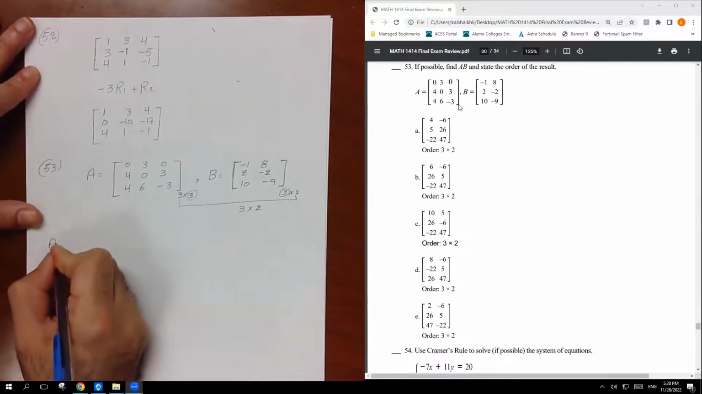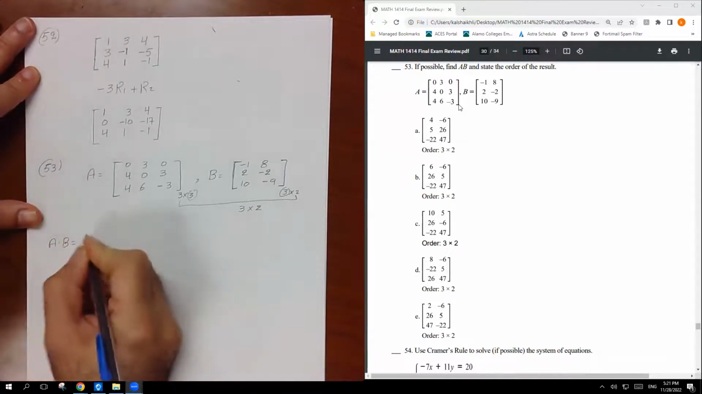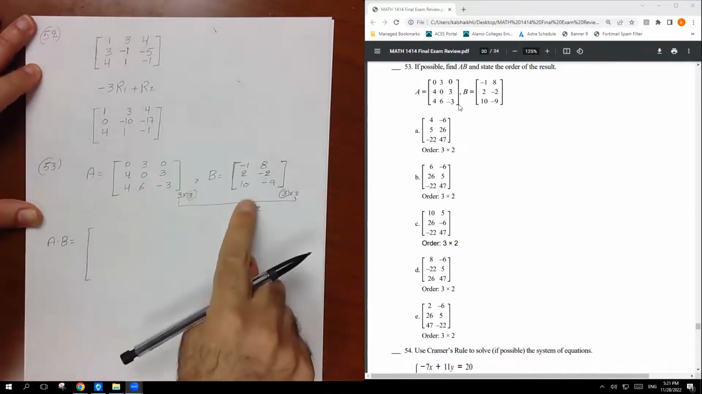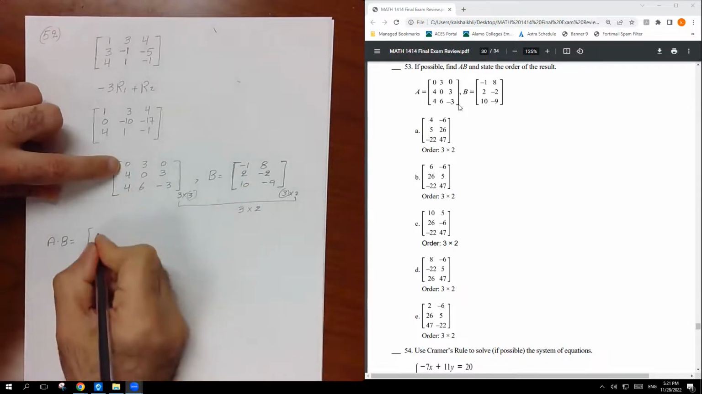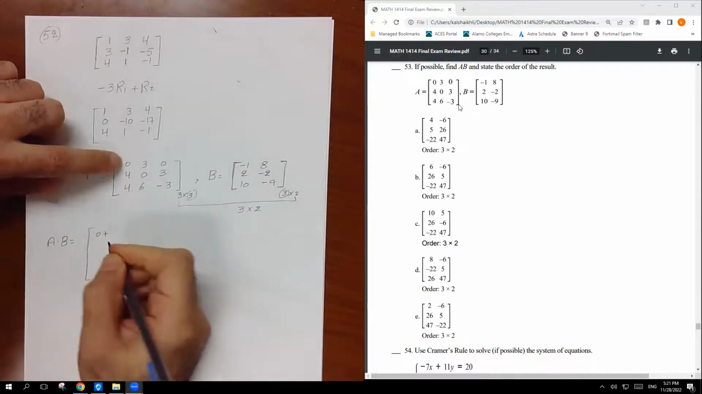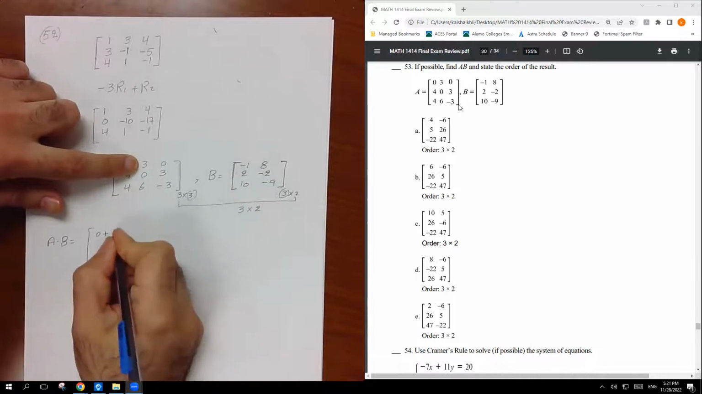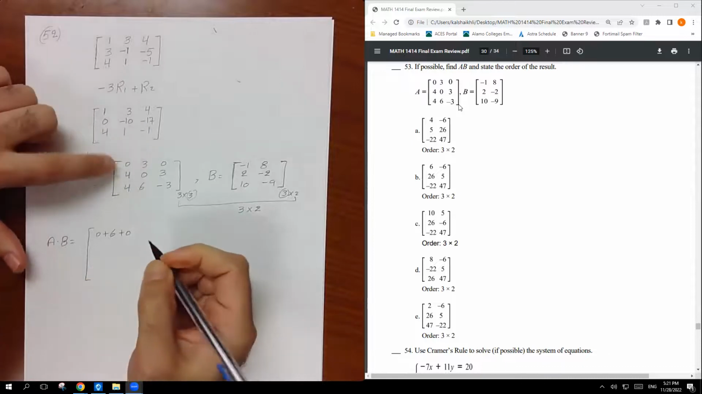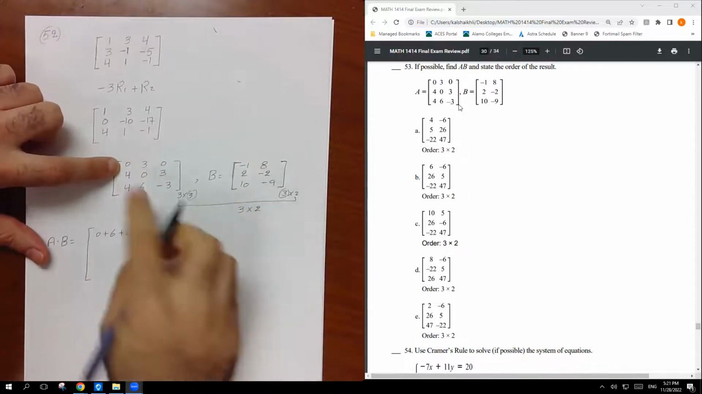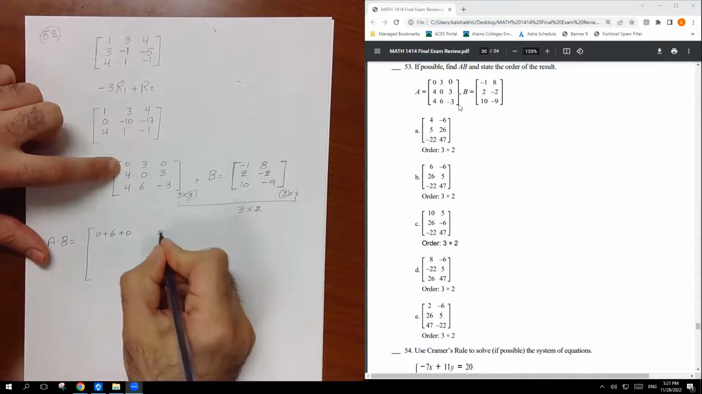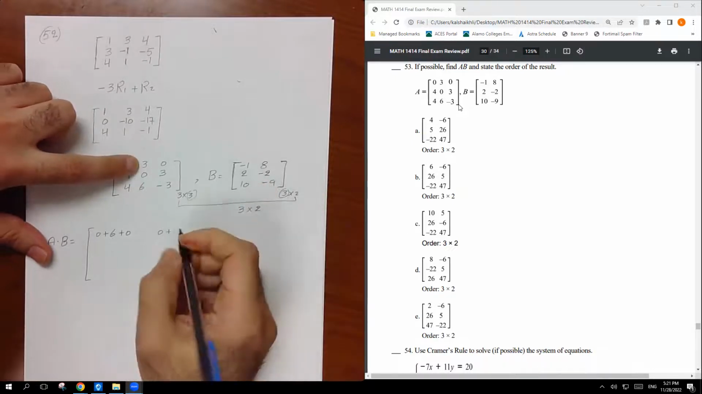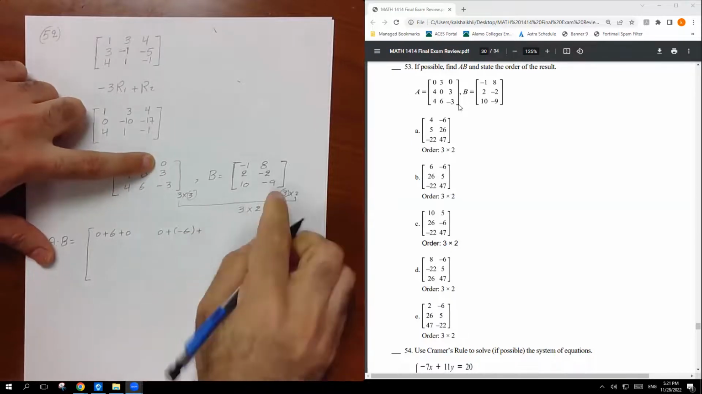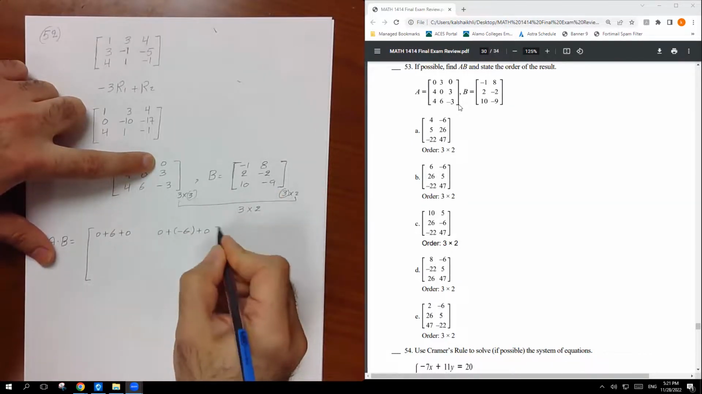That means A times B is going to be the first row times the first column. So 0 times -1 is going to be 0, plus 3 times 2 is going to be 6, plus 0 times 10 is going to be 0. Now the first row with the second column. So 0 times 8 is going to be 0, plus 3 times -2 is going to be -6, plus 0 times -9 is going to be 0.